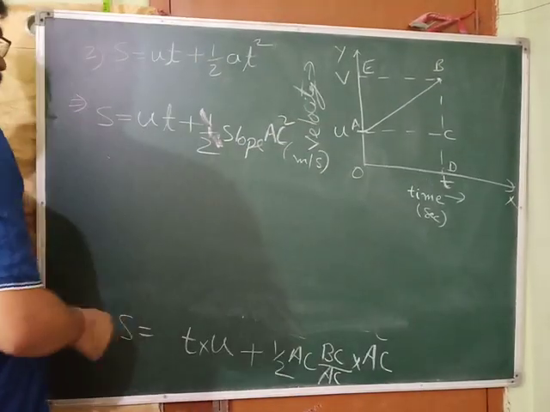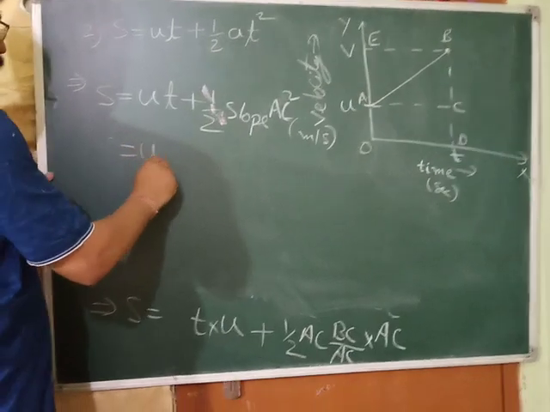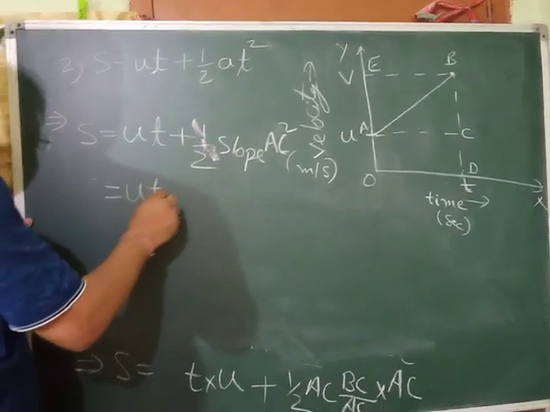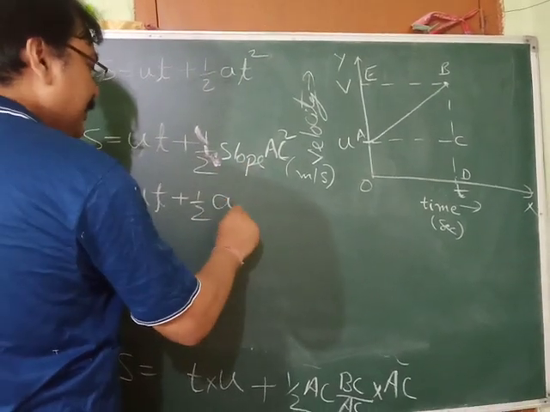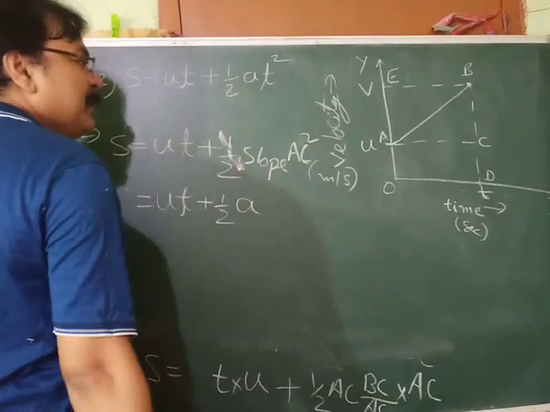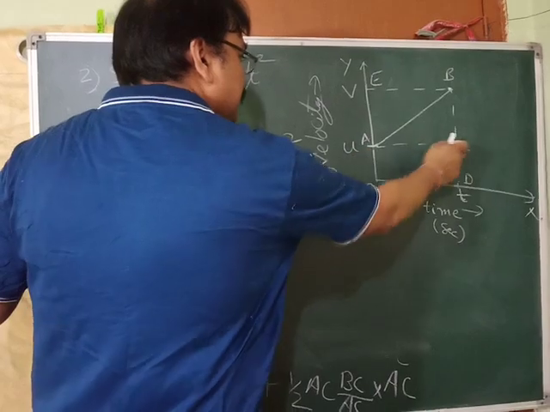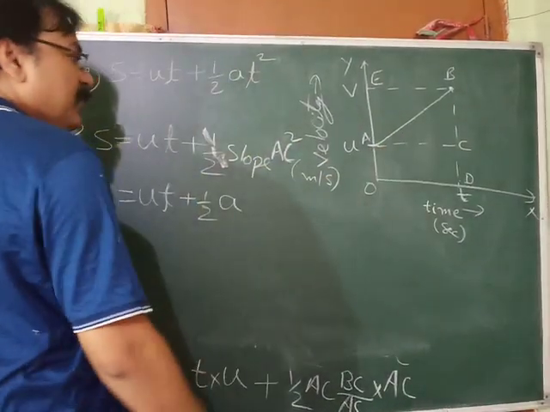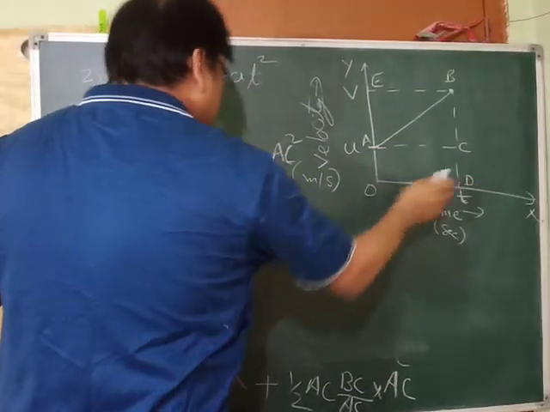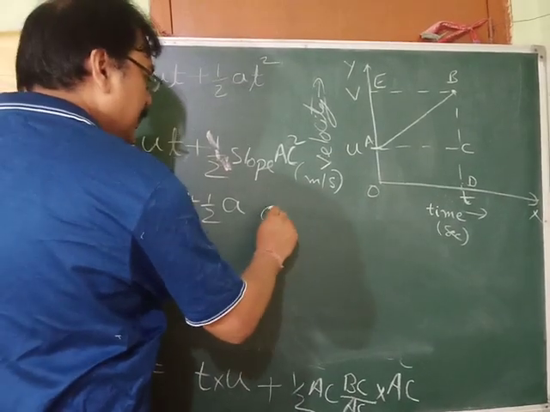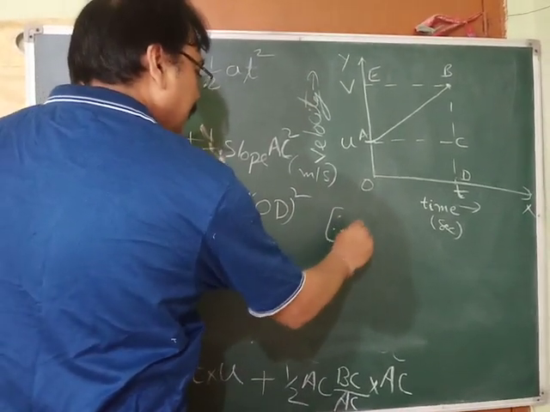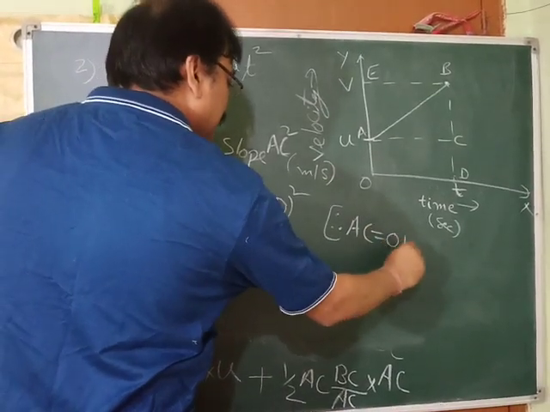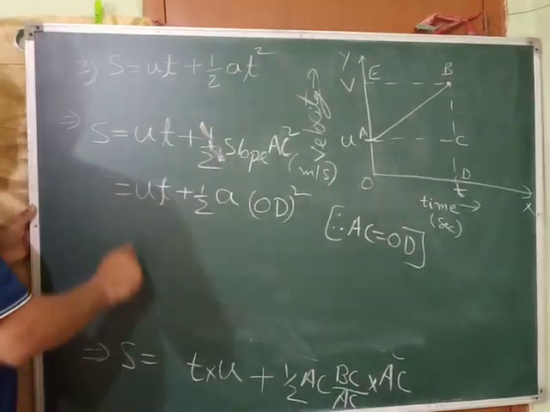Now see here. It is UT. This is half. Slope is what? It is acceleration. AC square. AC is what? AC is this much. So AC square, what can we write? AC is equal to OD, so can we write OD square? Why? Since AC is equal to OD. Okay, so what will we get?